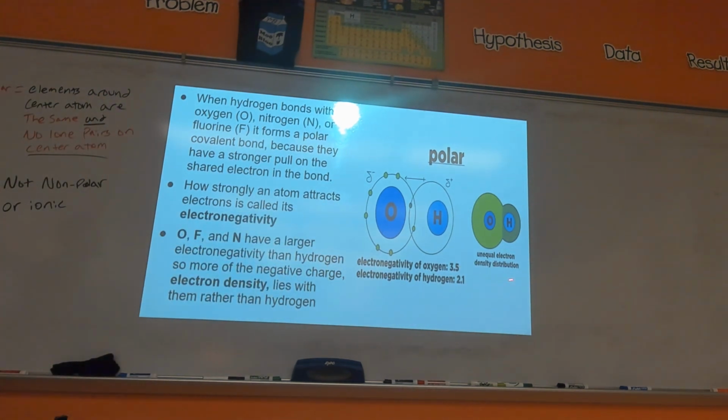A fancier way of saying that is electron density. How much do the electrons favor this atom? So the reason why the oxygen is a bigger sphere over here is because it has a higher electron density. That comes from the higher electronegativity. Higher electronegativity equals a higher electron density. Okay? So there you go. Any questions about this?